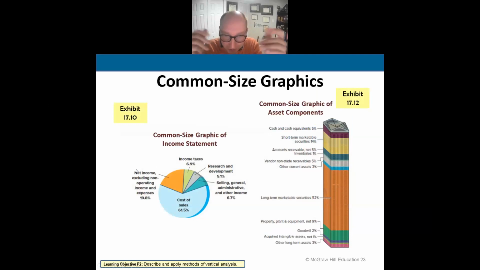We can show graphically also this type of information. It's helpful to see it graphically, just to give a visual perspective of our trends.